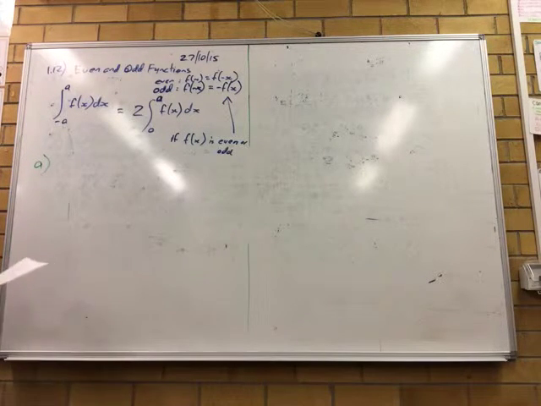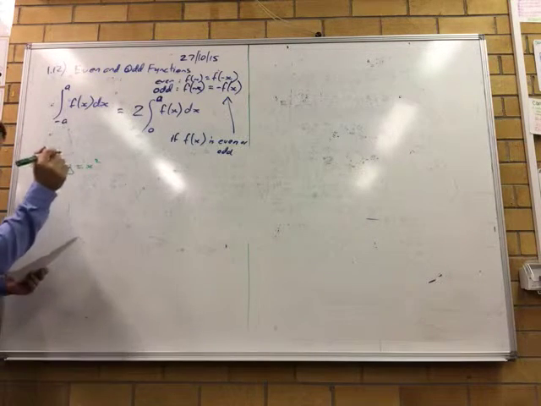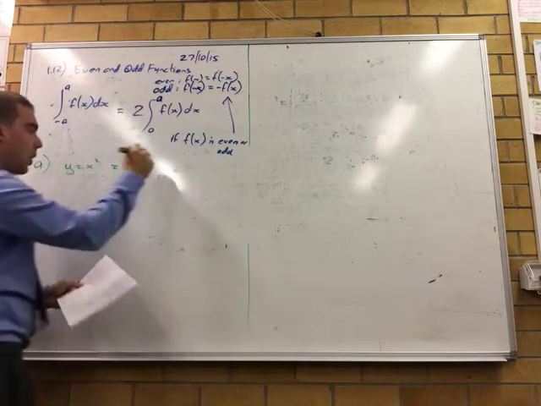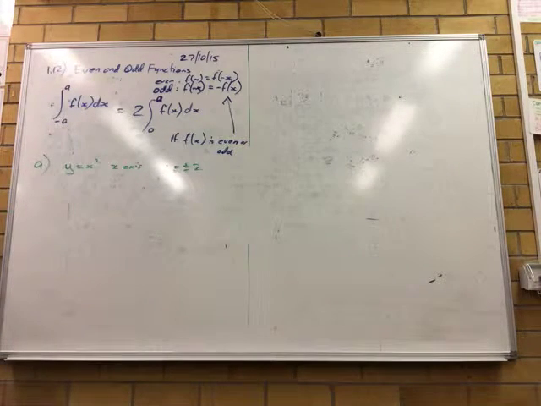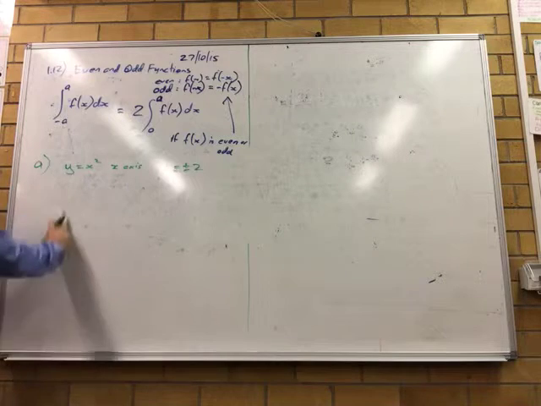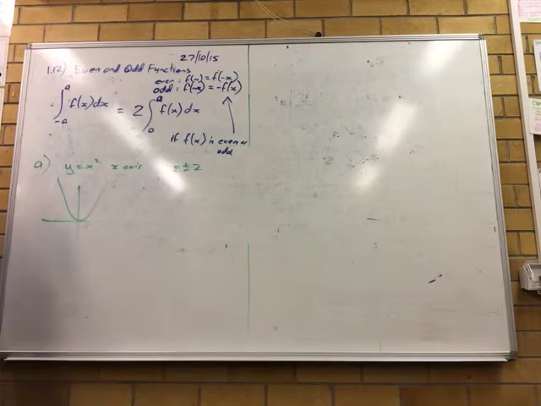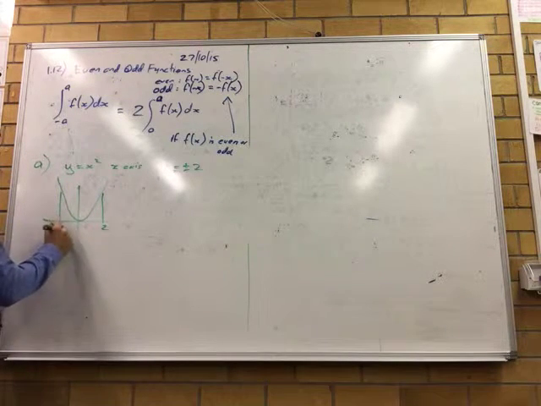Find the area enclosed by the curve y equals x squared, the x-axis, and the lines x equals plus or minus 2. Okay, so first things first, we are doing a sketch. We should know that is a parabola bounded by 2 and negative 2.